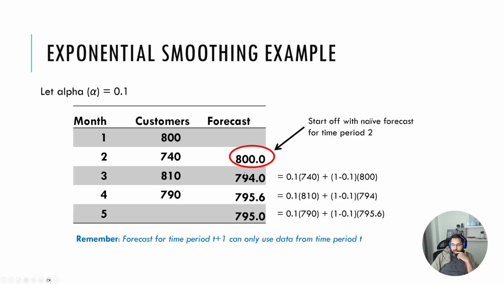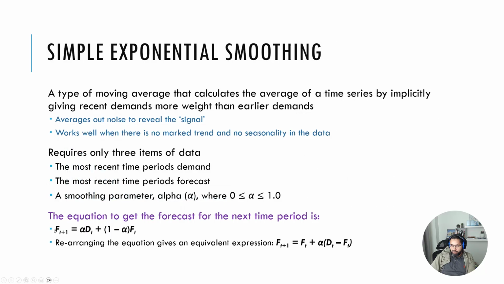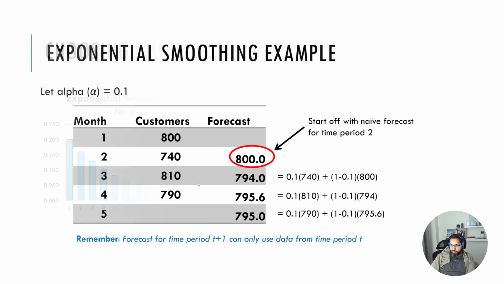Now from F3, I can start using the exponential formula, because my formula for F3 is alpha times D2, D2 is 740, plus 1 minus alpha times F2, and F2 is 800. This is exactly this formula: alpha times Dt. So F3 will be alpha times D of 2 plus 1 minus alpha times F of 2, right? So this value right here, the 794, is F3.